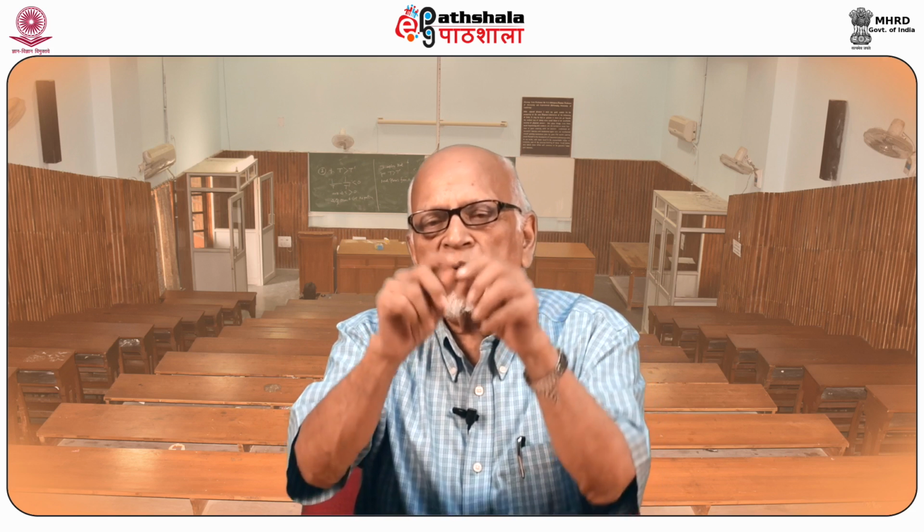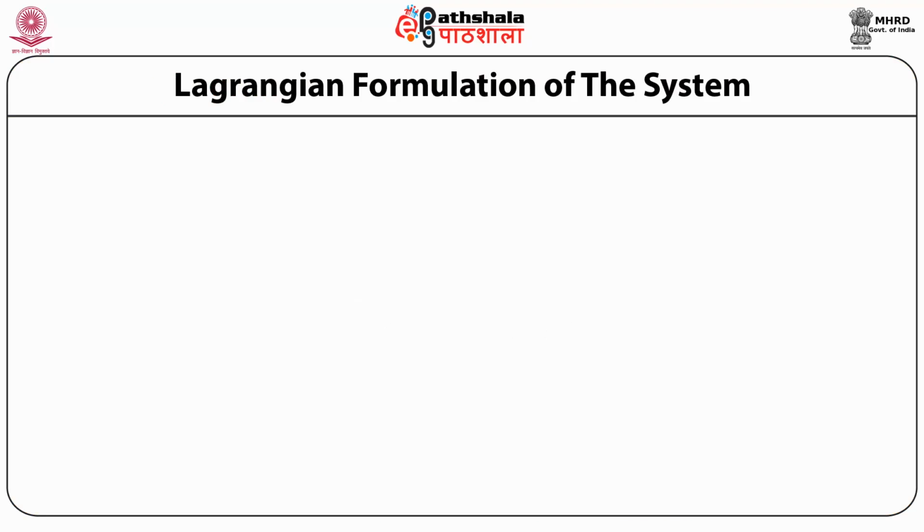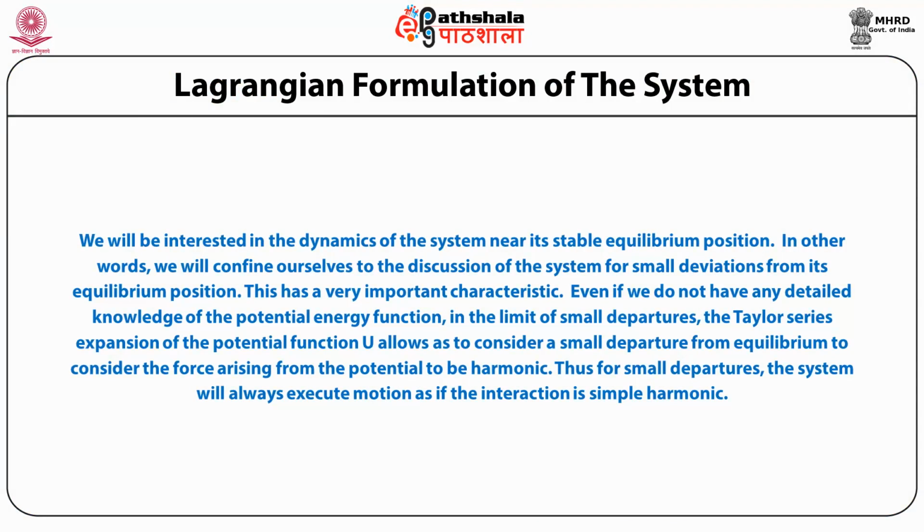In the case of unstable equilibrium, the potential energy function has a local maximum, and any deviation from equilibrium would result in an increase in velocity and will give rise to unstable motion. We will be interested in the dynamics of the system near its stable equilibrium position. In other words, we will confine ourselves to the discussion of the system for small deviations from the equilibrium position.